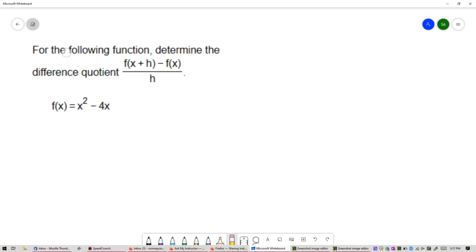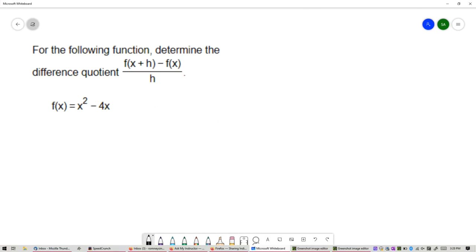So for the following function, determine the difference quotient. The difference quotient is this expression here, f of x plus h minus f of x over h. And the function we want to calculate the difference quotient on is this one here, f of x equals x squared minus 4x.